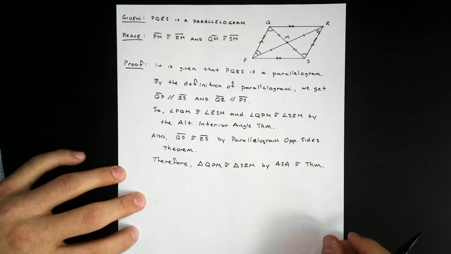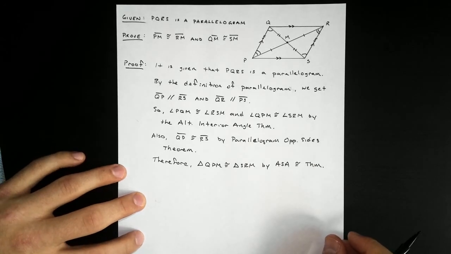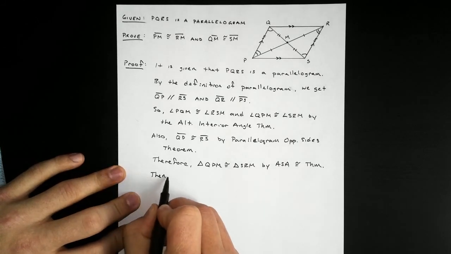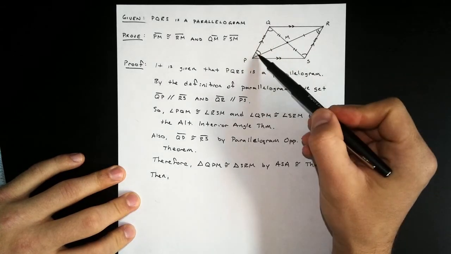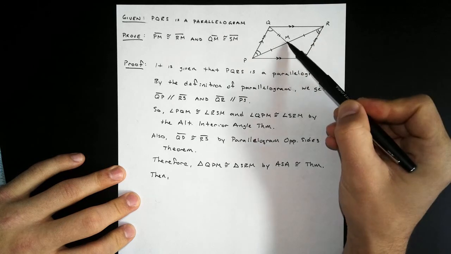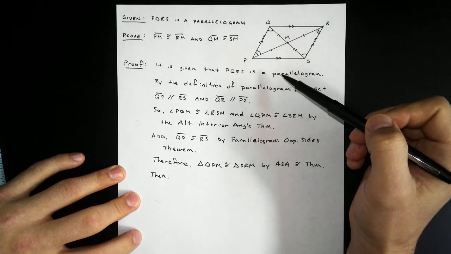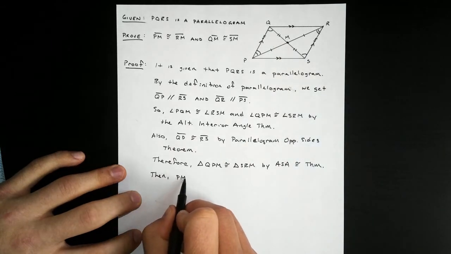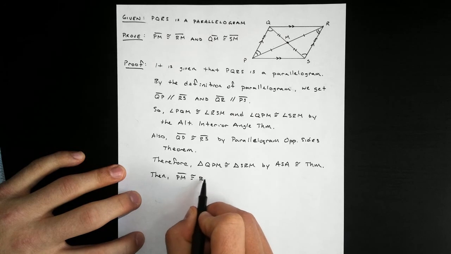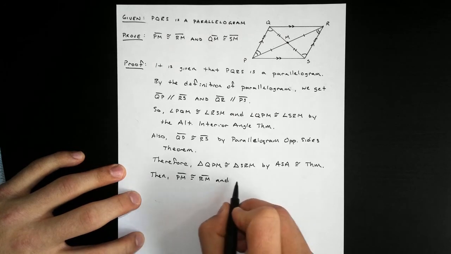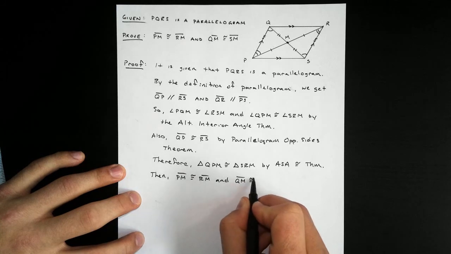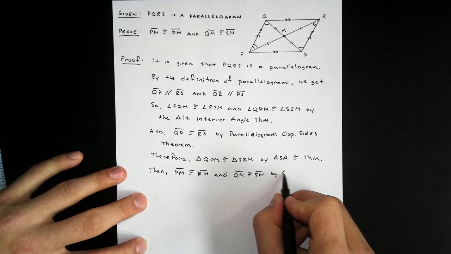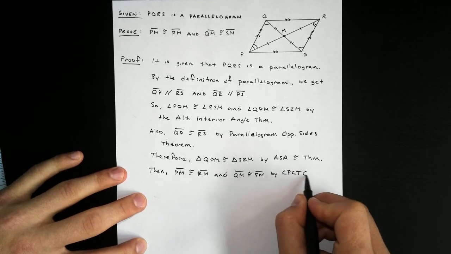And now that I know that these two triangles are congruent, I know that the corresponding parts are also congruent. So, because the triangles are congruent, PM matches up with RM. Those are corresponding parts, so they have to be congruent. And the same thing goes for QM and SM. So then PM is congruent to RM and QM is congruent to SM by corresponding parts, and I will abbreviate that. Corresponding parts of congruent triangles are congruent.